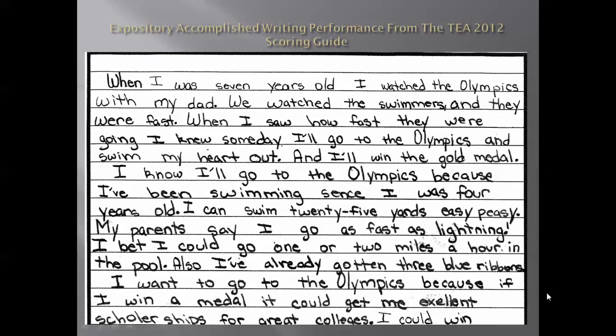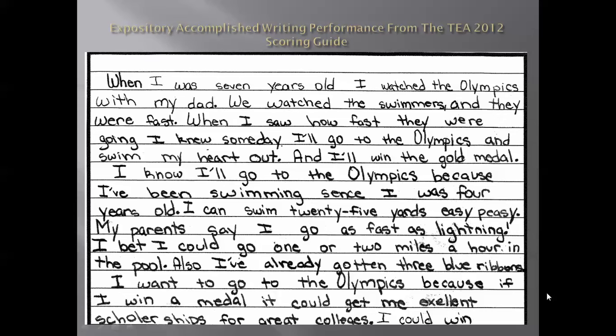When I was 7 years old, I watched the Olympics with my dad. We watched the swimmers, and they were fast. When I saw how fast they were going, I knew someday I'll go to the Olympics and swim my heart out, and I'll win the gold medal. I know I'll go to the Olympics because I've been swimming since I was 4 years old. I can swim 25 yards easy peasy. My parents say I go as fast as lightning. I bet I could go 1 or 2 miles an hour in the pool. Also, I've already gotten 3 blue ribbons.